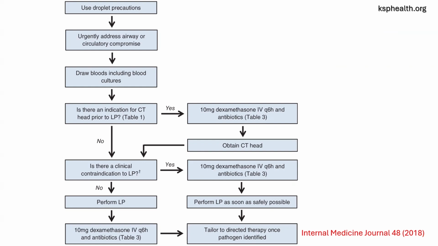And if there is a contraindication to spinal tap, again, dexamethasone and antibiotics. Dexamethasone is indicated in high income countries, not indicated in low income countries. If there are no contraindications to CT scan, no contraindication to spinal tap, perform spinal tap and give dexamethasone and antibiotics. The dose of dexamethasone in adults, this is an adult algorithm, 10 milligram IV every 6 hours.